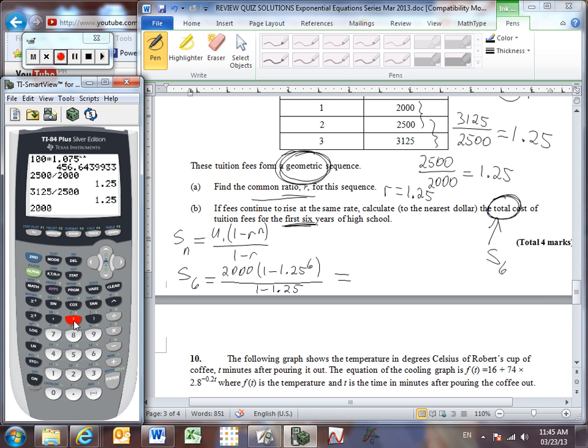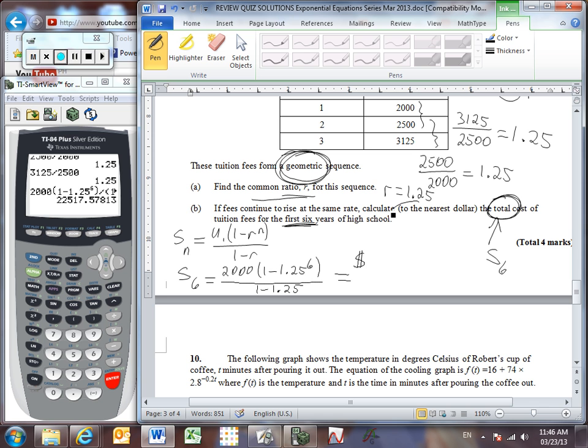Here we go. 2,000 multiplied by 1 minus 1.25 to the power of 6. Close the brackets, and now we're going to be dividing by the denominator in brackets of 1 minus 1.25. And hit enter, and the total tuition will be rather staggering, $22,517.